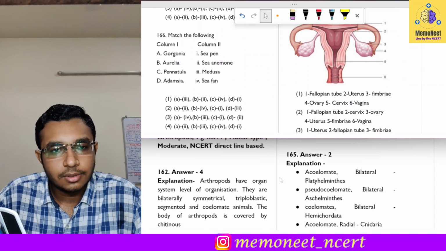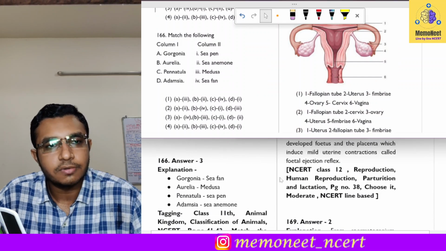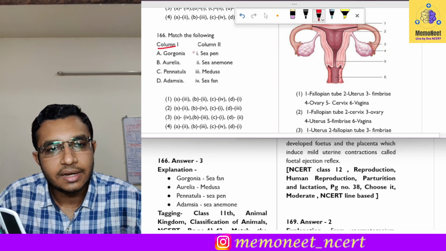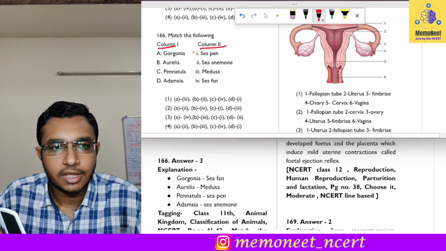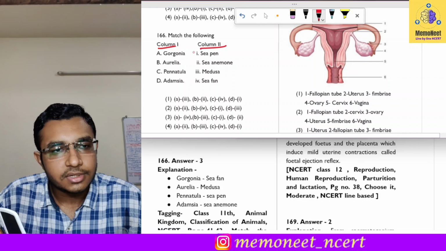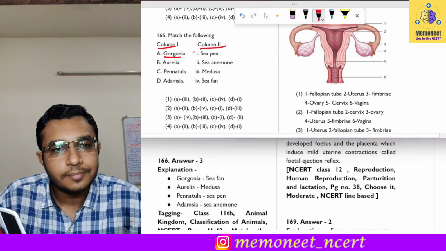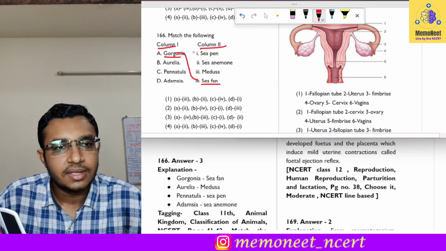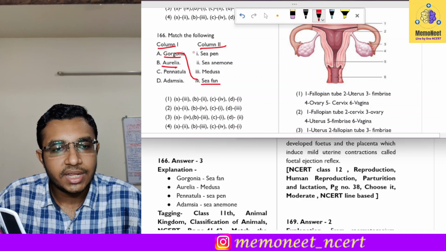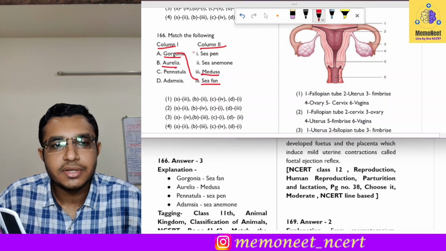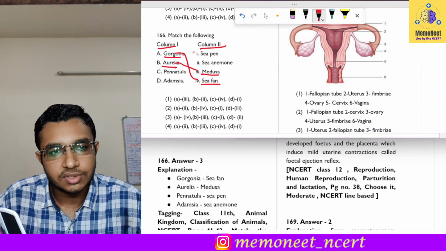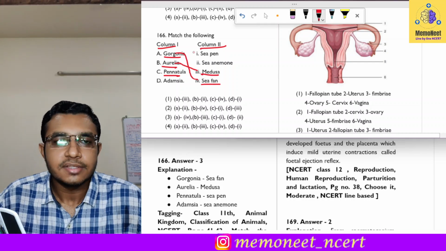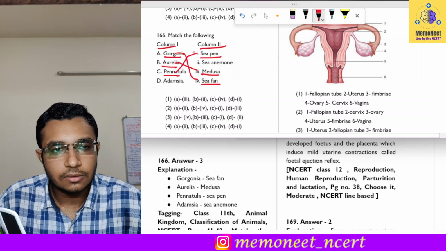Next question is also a match the following type of question, that is question number 166. In this, in column 1 there are the scientific names given, and in column 2 we have to identify the common names. Okay, so let us do the matching. The first is Gorgonia. Now Gorgonia is also known as sea fan. Okay, so A goes with 4. Next is Aurelia. So Aurelia is present as a medusa form. Okay, so B goes with 3. Next is Pennatula. So option C is Pennatula. The Pennatula is also known as sea pen. So C goes with 1.